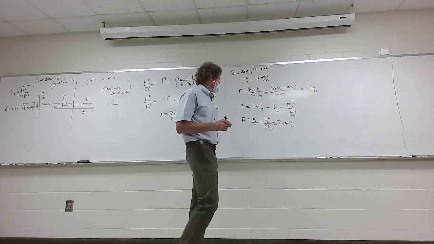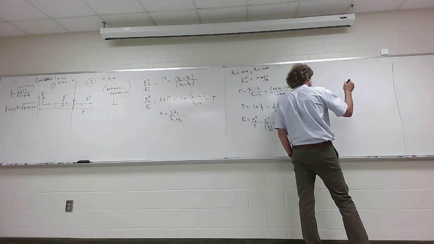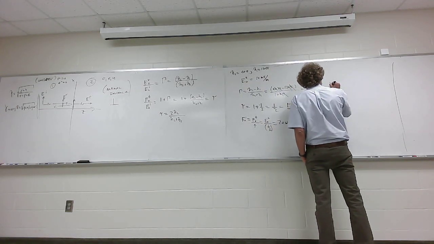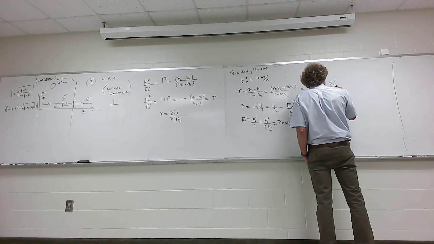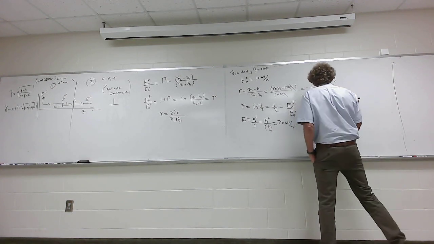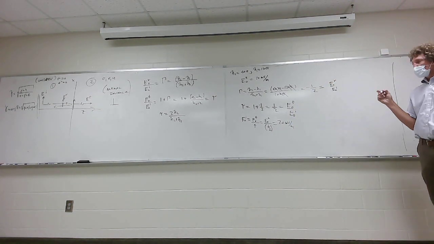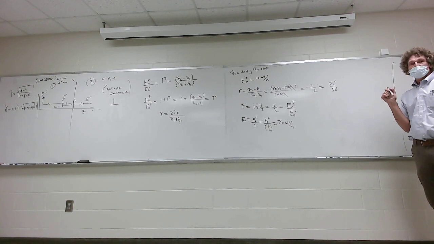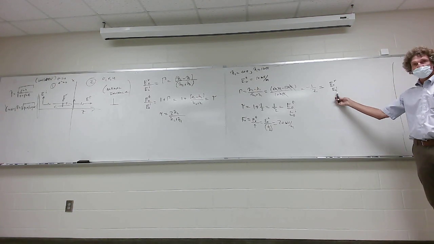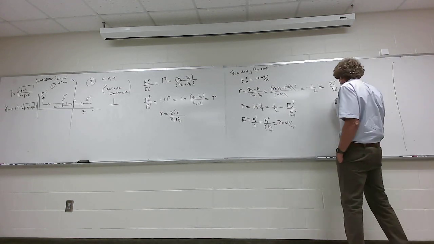What's the reflected field, anyone? We know the reflection coefficient is equal to E naught reflected over E naught incident, right? So we've got 20 millivolts per meter as the incident field. What's the reflected field? Minus 10. Minus 10, right?